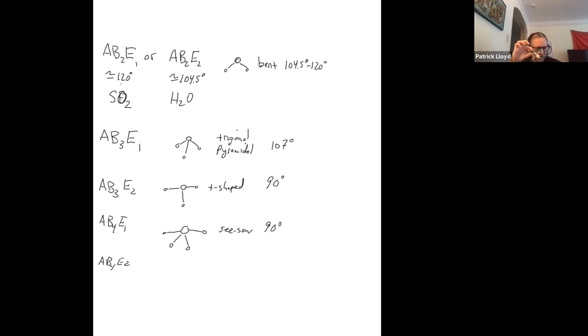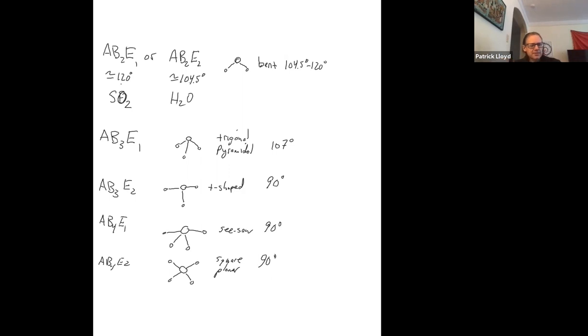So anyways, this one ends up being a square. And it's flat, right? It's flat because, again, those 4 surrounding atoms, which they sometimes call ligands, are attached to the central atom there in a square plane. So it's called square planar. 90 degrees.